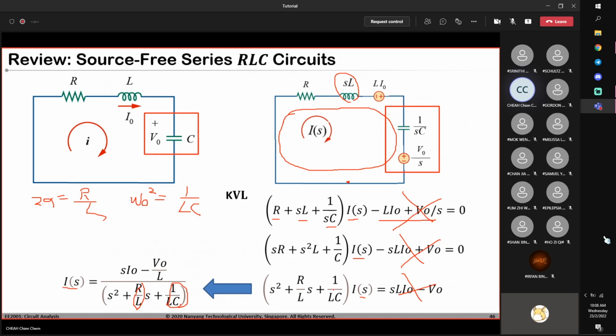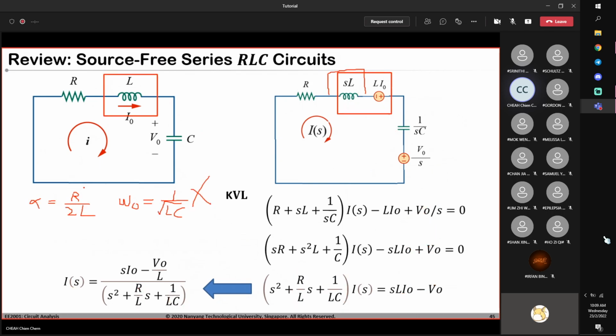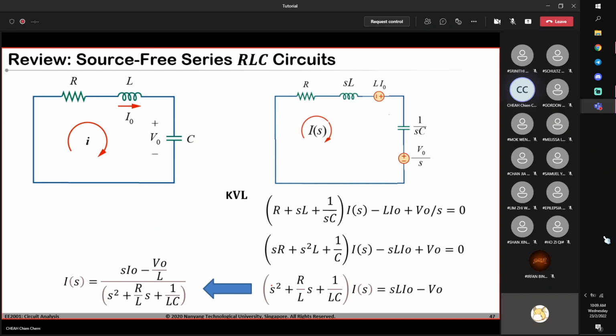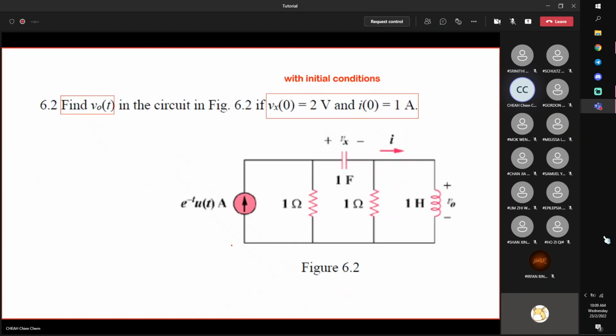You just get this one, then you get these characteristic equations, and then you remind yourself that this is my 2 alpha, this is my 1 over LC. So in the case that you forgot this, then just do this. And then you will be able to get the formula, so I can retrieve the formula.